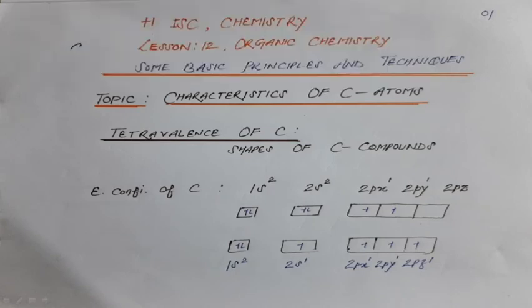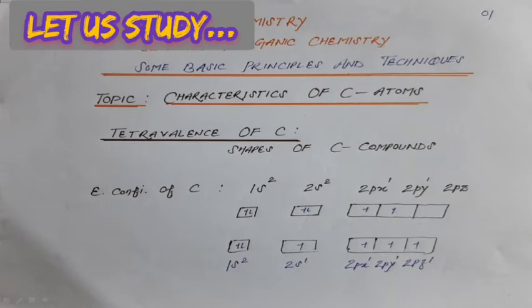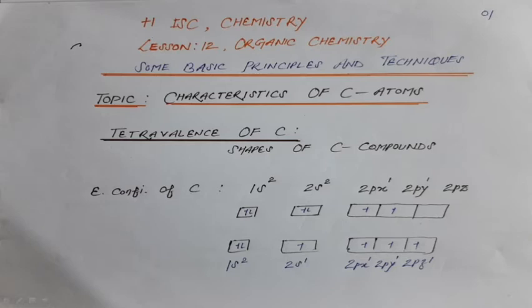I am your chemistry teacher from California Public School, and today, dear students, we are going to do the second topic, the characteristics of carbon atoms and carbon compounds. The first characteristic we take here is the tetravalency of carbon. What is the meaning of tetravalency? Tetravalency and the shapes of carbon compounds we can understand if we know the electronic configuration.